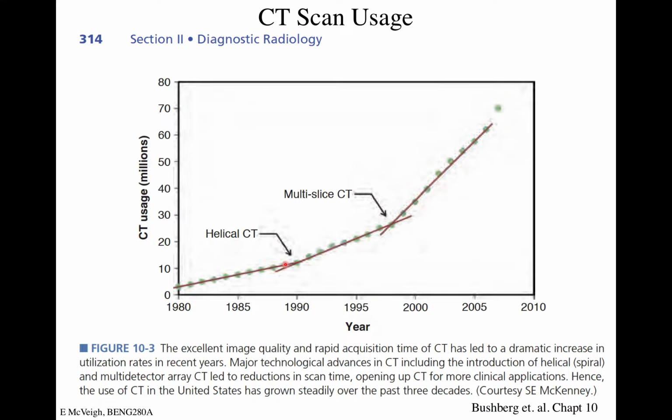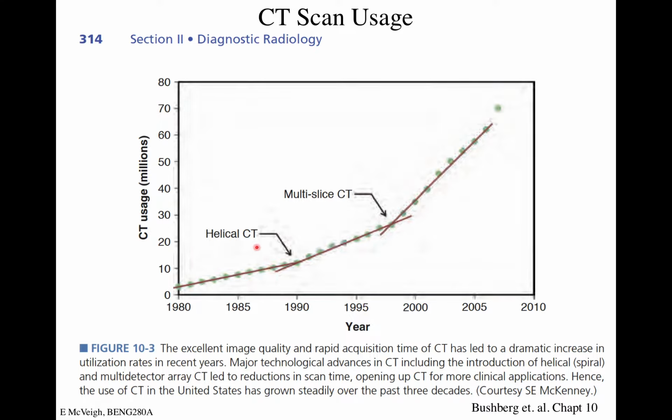But you can see the growth has a couple of knees in the curve, and the first was helical. And remember, during this period, you had to rotate through a set of angles, stop, and let the cables unwind, rotate back, right? And so you could only do it so fast. An exam would take 25 minutes for a single patient, or half an hour.